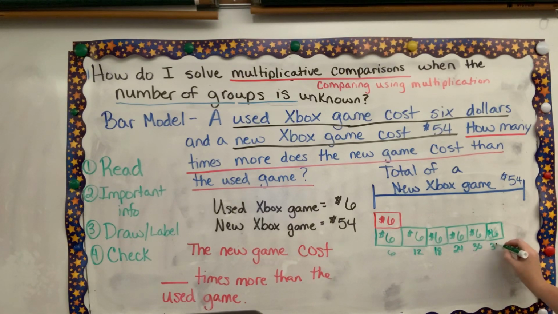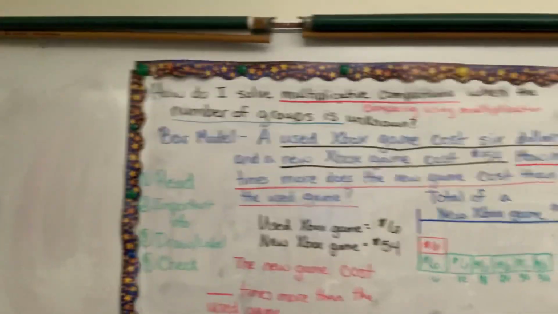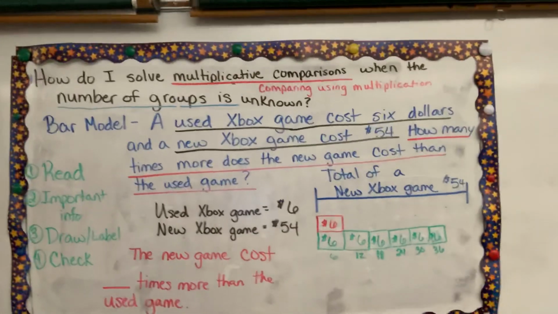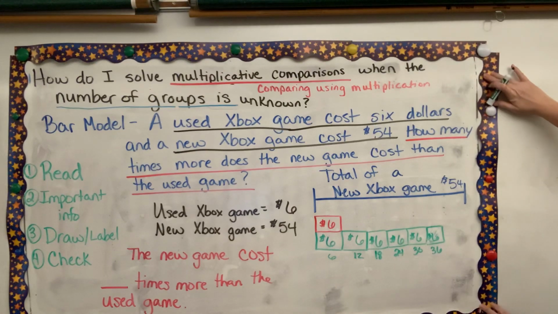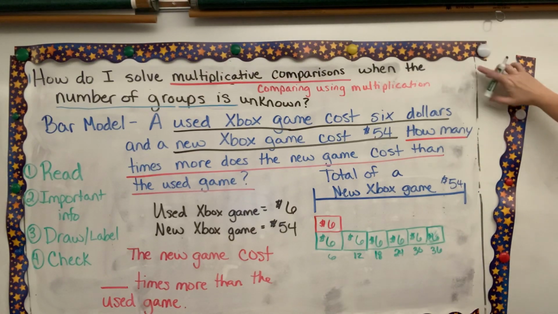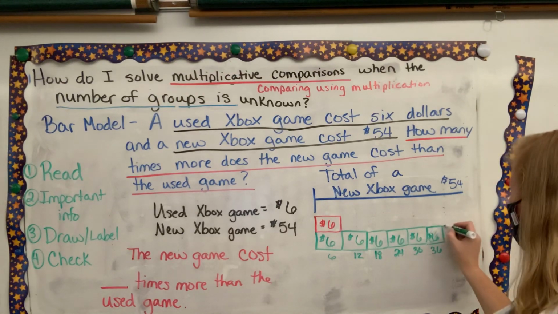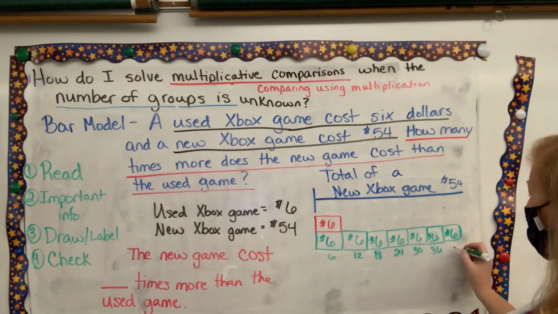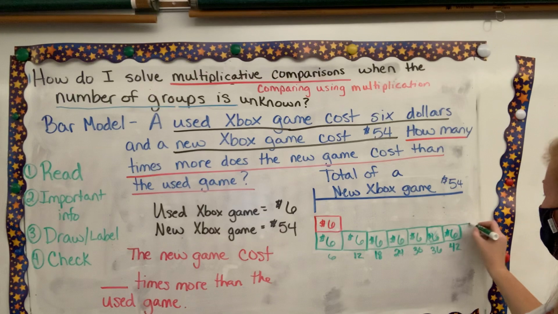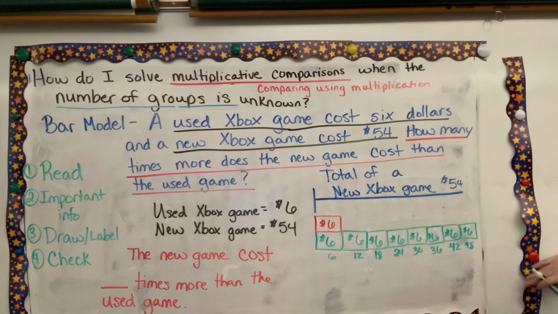$6 with a 36. I'm going to slide you guys over and slide my camera over. I need more room. That's the good thing about using a whiteboard. You can just add space. Okay? $6 takes me to 42. $6 more takes me to 48. And $6 more takes me to 54.